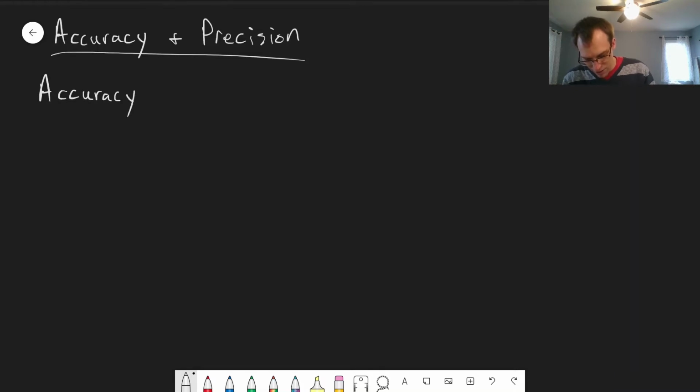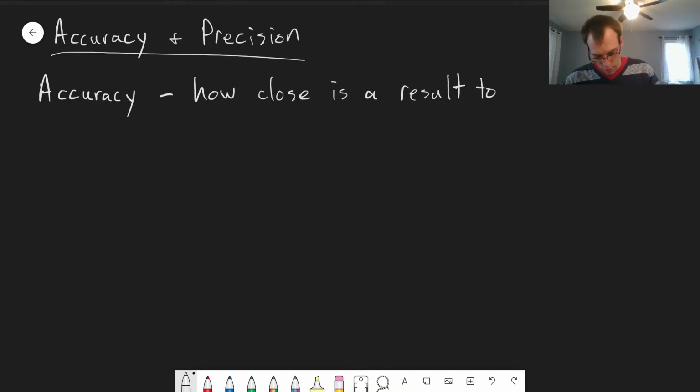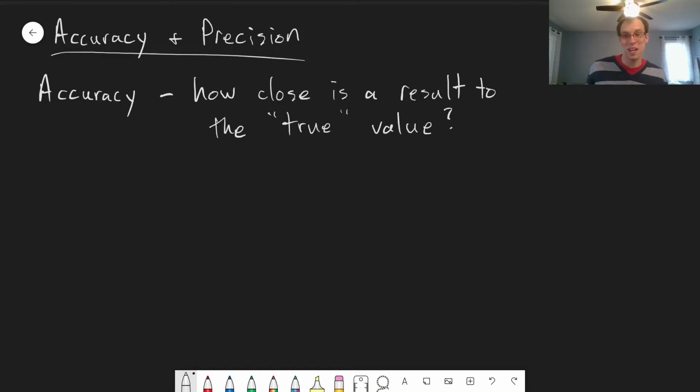So, accuracy is how close is the result to the true value. And I'll put true in quotes because you can always go into, well, how do you know what is true, right? How do you know what value is correct? And the only answer is you have to do measurements over and over and show that you get the same thing over and over again, which is related to the next thing.